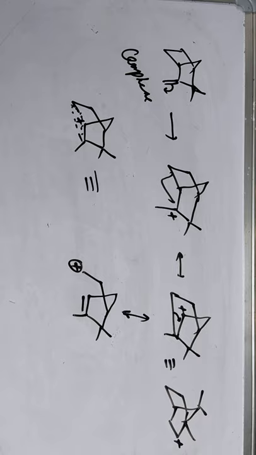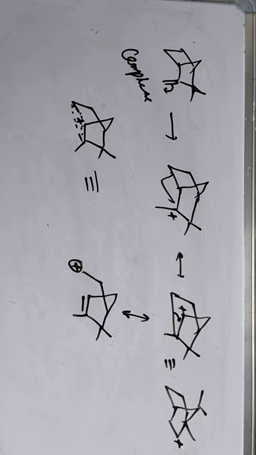Today's lecture is all about non-classical carbocations. I'm summarizing that non-classical carbocations are different from normal classical carbocations. In non-classical carbocations, the electrons are delocalized over multiple centers in a two-electron multicenter system, but in the classical case, it is two-electron and two-center only. There are two types of non-classical carbocations: electron sufficient and electron deficient non-classical carbocations.